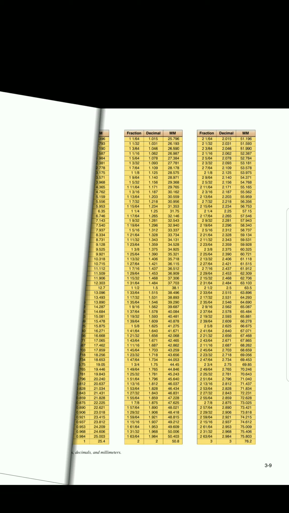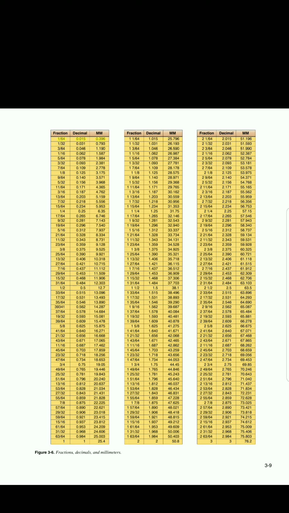Figure 3-8. Fraction, decimal, mm. 1/64th, 0.015, 0.396. 1/32nd, 0.031, 0.793. 3/64ths, 0.046, 1.190. 1/16th, 0.062, 1.587. 5/64ths, 0.078, 1.984. 3/32nds, 0.093, 2.381. 7/64ths, 0.109, 2.778. 1/8th, 0.125, 3.175. 9/64ths, 0.140, 3.571.